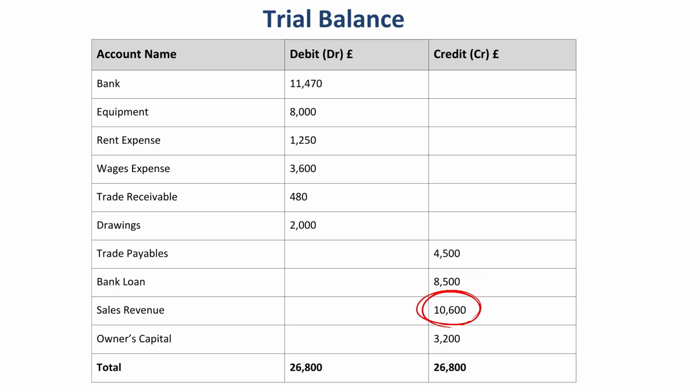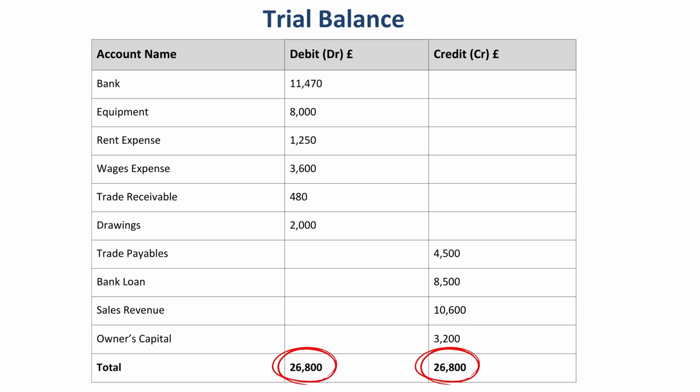Sales revenue is £10,600. Sales income increases the business's profit. Income accounts increase on the credit side, so the total sales for the period appear as a credit balance. Owner's capital is £3,200. Capital represents the owner's investment in the business. This amount increases equity and is always shown on the credit side in a trial balance.